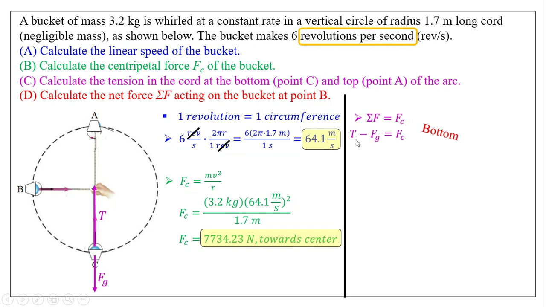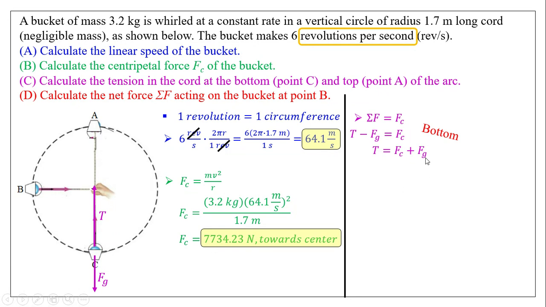So to find tension, I want to move this negative F of G to the right, which makes it positive. So here T is equal to F of C plus F of G. But I already know what F of C is. I just calculated in part B what F of C is, which is 7,734.23. Well, F of G is super light work.